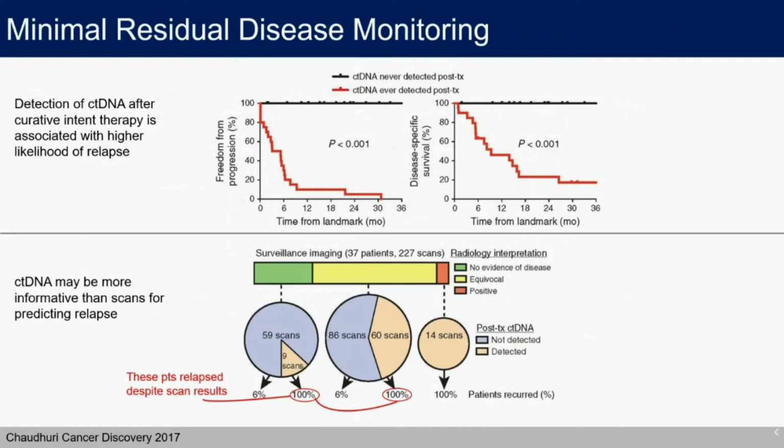start a therapy. But of those patients who belong to those categories, if they had circulating tumor DNA detected, all of them relapsed. All of them had their cancer come back. So this suggests that ctDNA may be more informative than scans for predicting relapse. And so how do we translate that into the clinic?